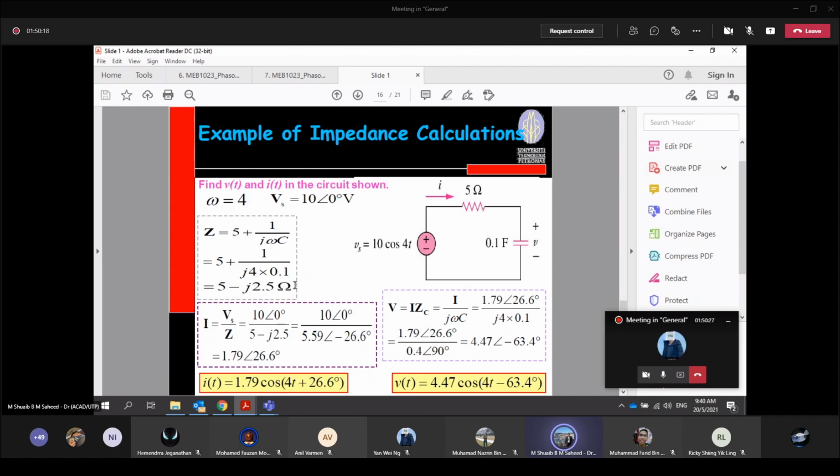But of course now you have to change this into polar form because you are going to do the division. I equals V over Z. So V has an angle of 0, there's no angle. Omega is 4. So you do the math and you will get this value, 1.79 at an angle of 26.6 degrees. So this will be the current flowing through the circuit at any point of time. This is the instantaneous current.